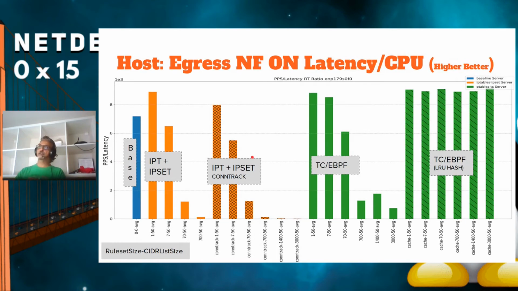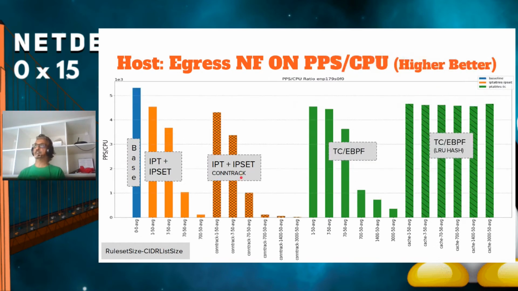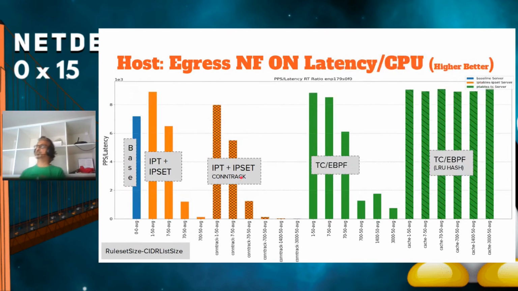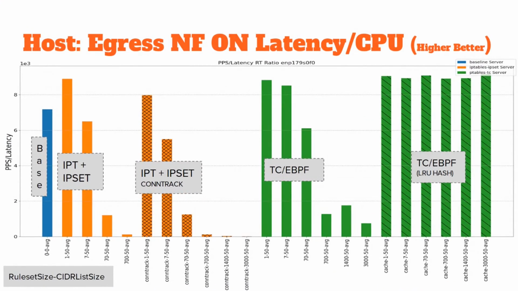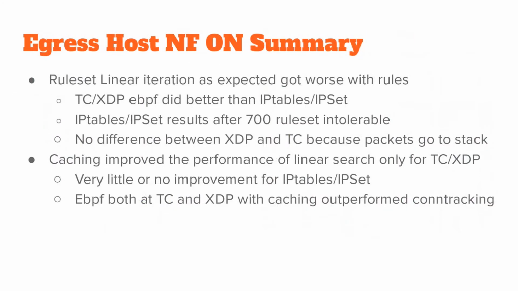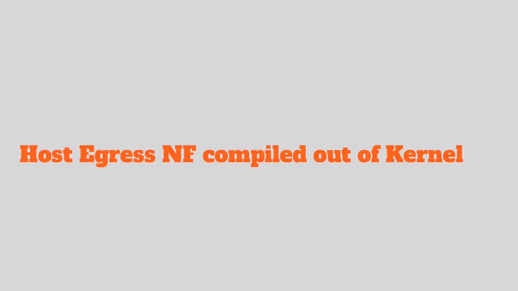Turn off Netfilter, and I'm sorry, this is the latency. The PPS normalized over latency is also very similar in this case. There was not much variation if you look at the frame of the test results, right? So same results, basically nothing changed from what I said earlier. And here's the summary that you can read afterwards.